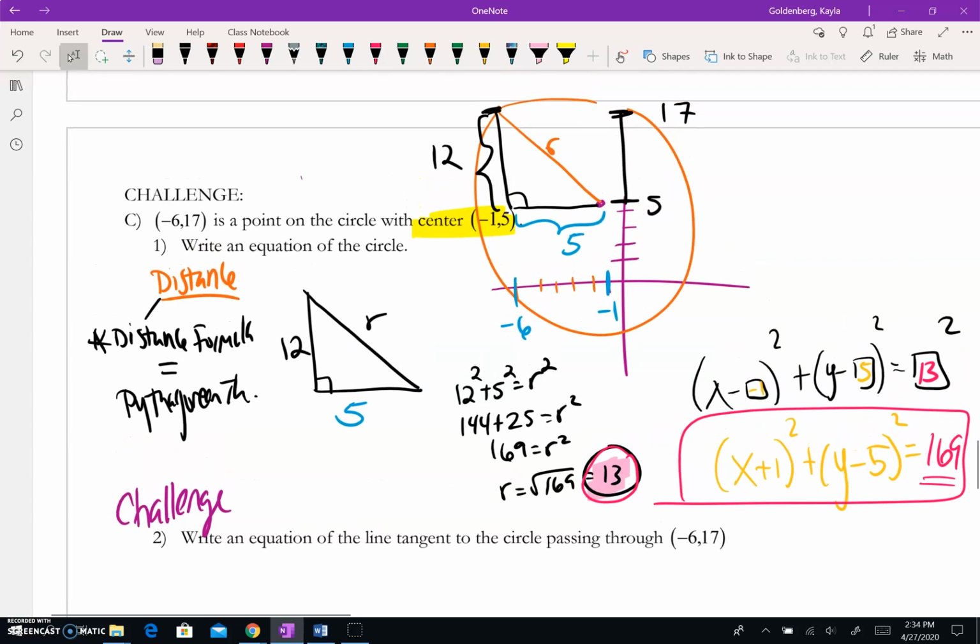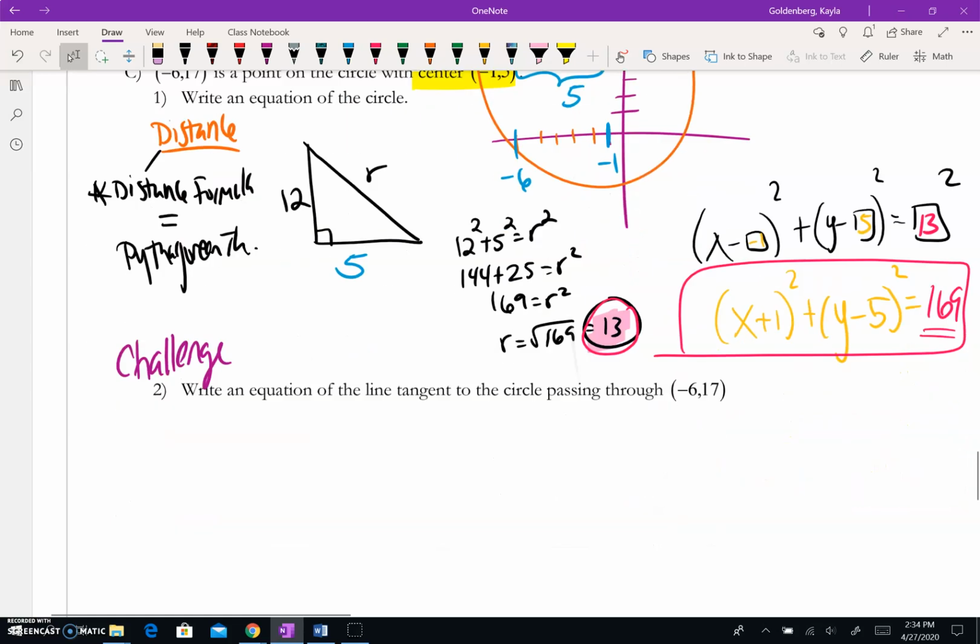At this point, you are finished with your lesson. You do not have to continue listening, only stay on if you are curious with some of the other challenge problems. Okay, so this is not required at all.